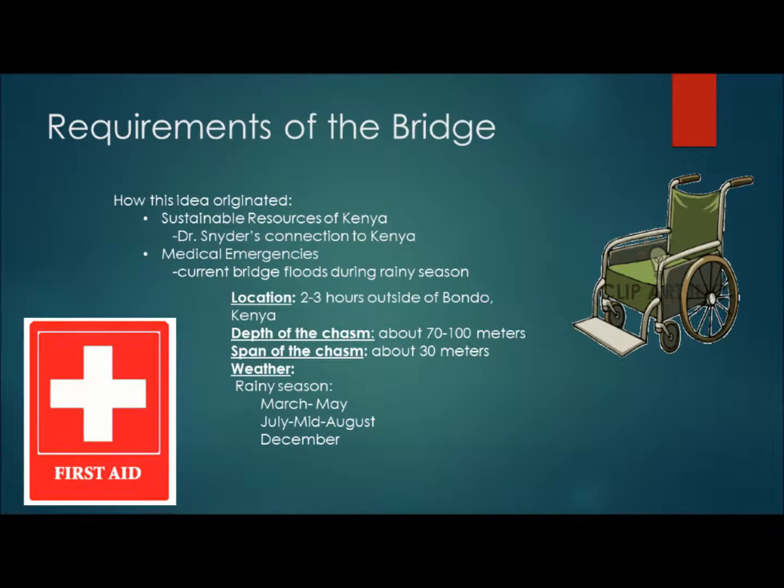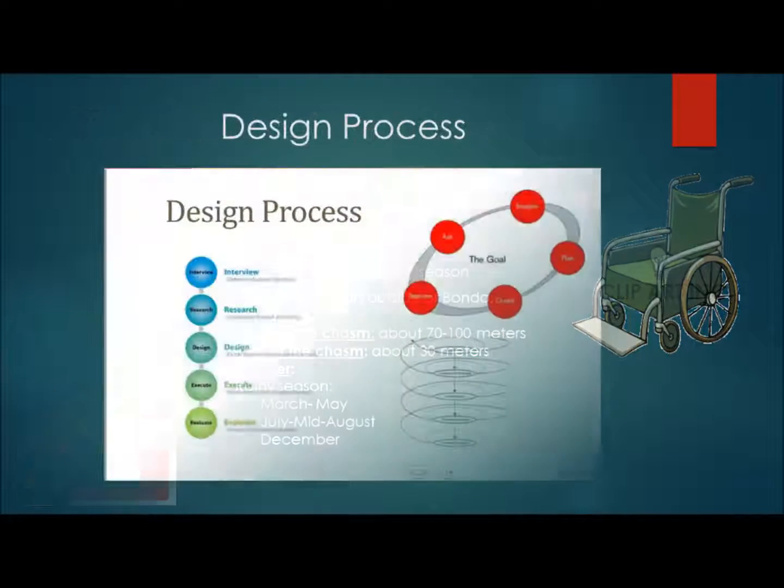Other requirements of the bridge: the area where the bridge is located floods a lot, and there's already an old bridge there. So we have to create a bridge that would be tall enough to avoid the flooding. The chasm spans across 30 meters, so the bridge would obviously have to be longer than that. And the bridge also needs to be wheelchair accessible.